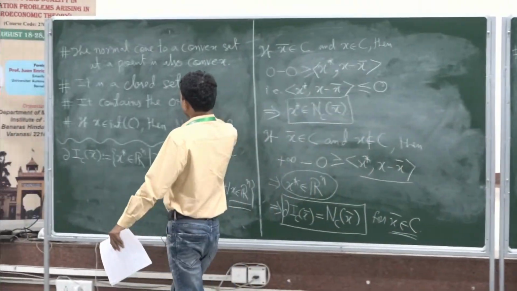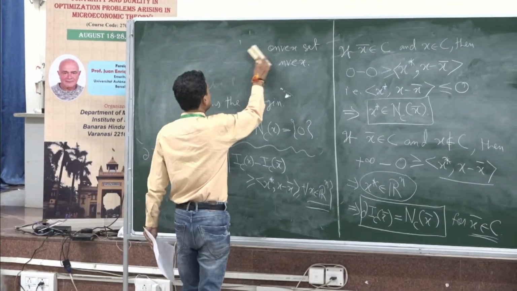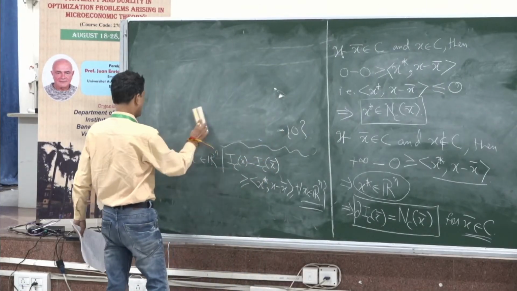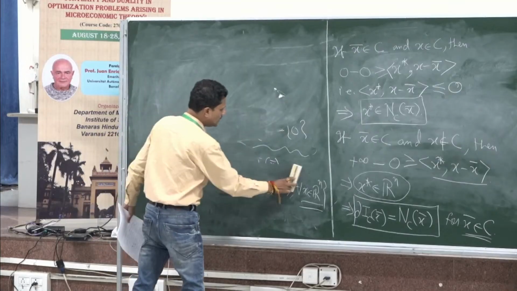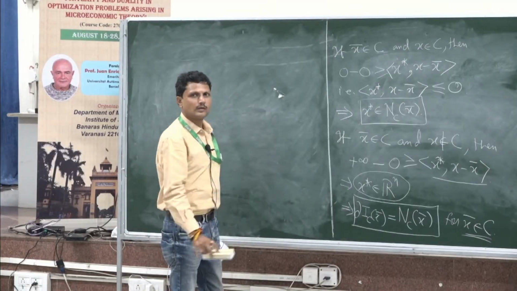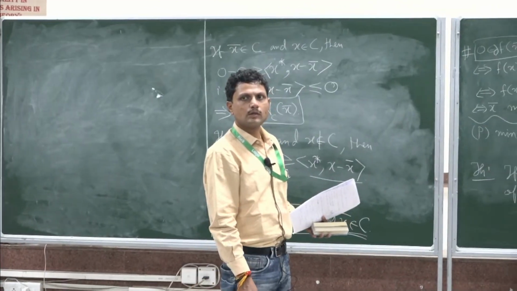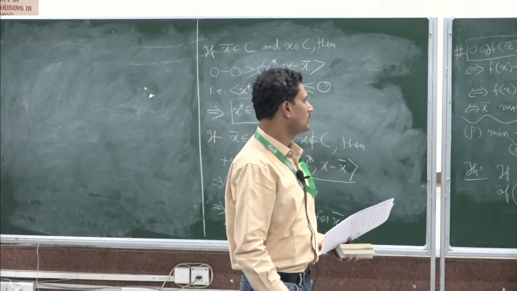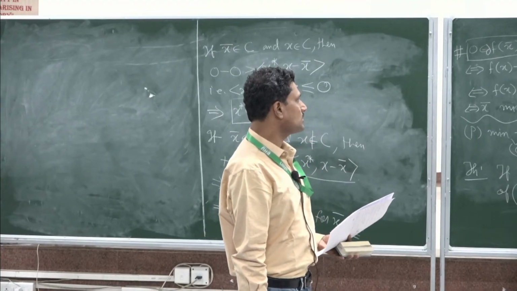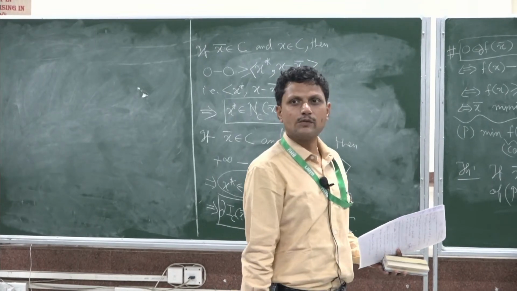Now we can further explore if the set C has some special structure. Suppose this set C is... Yes, outside this C, the value of the indicator function is plus infinity.